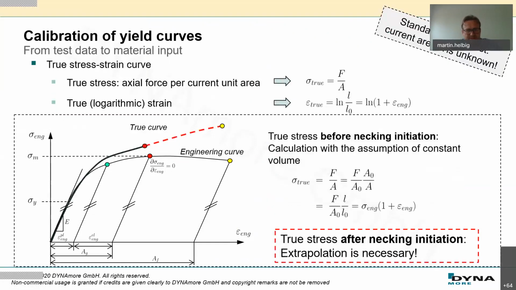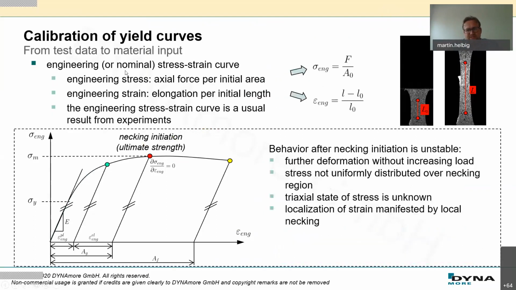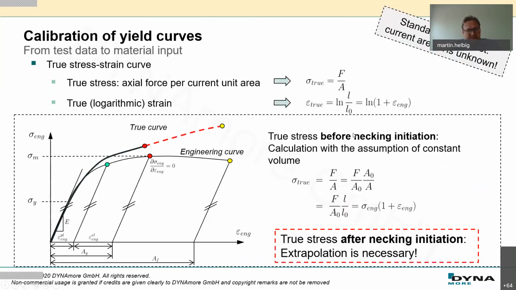Okay, then we calculate the true stress strain curve. The difference is that the engineering stress strain curve is still depending on this initial area and also on this initial length. And if we create the true stress curve, true strain curve, it is depending on the current area. That's a big difference, because if you have some necking, the area is decreasing.